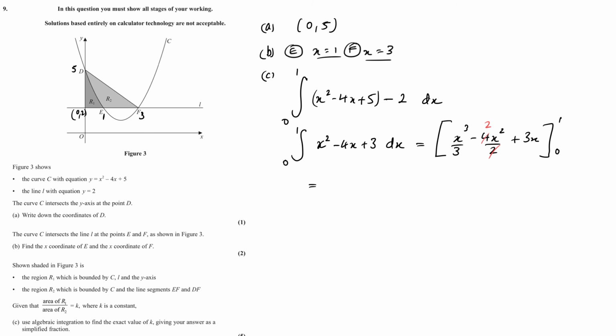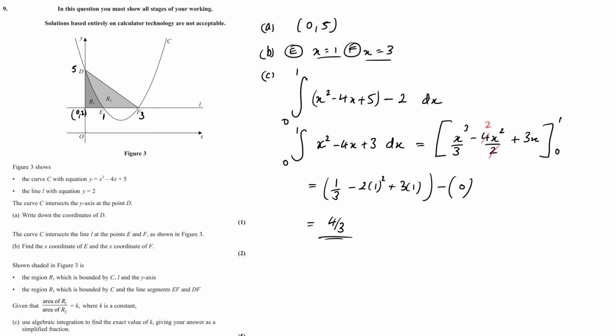So if I substitute 1 in, I've got 1/3 minus 2 lots of 1 plus 3 lots of 1. Minus, and then when I substitute 0 in, they're all going to be 0. And that gives me 4/3.